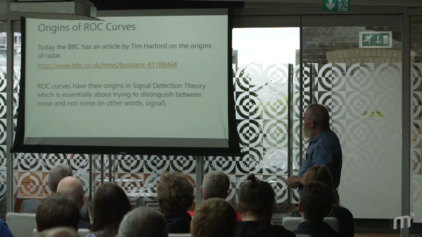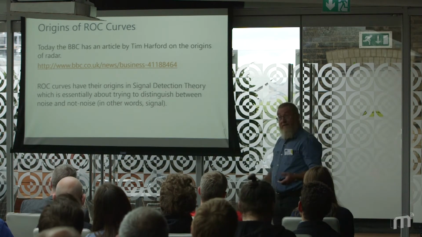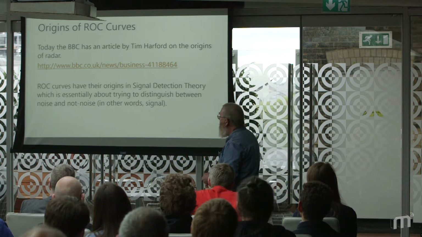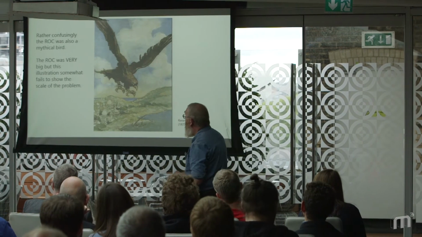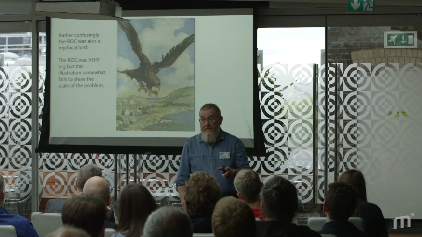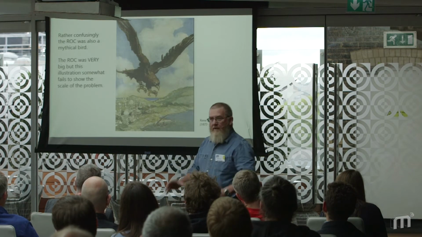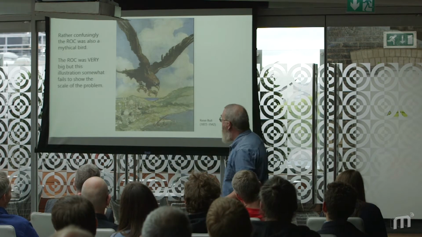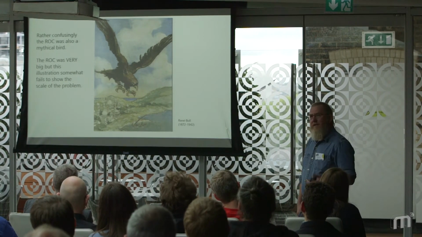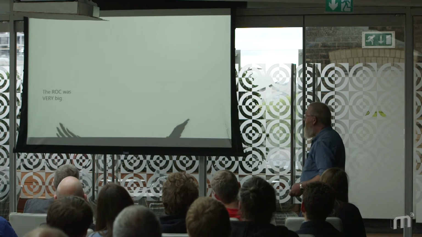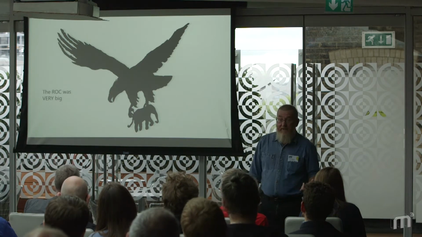By a bizarre twist of fate, there's an article on the BBC website about the origins of radar. And that's appeared today. And it's germane because ROC curves have their origins in signal detection theory. Now, to add another definition, the roc is a mythical bird. Have you heard about this? Big rocs, right. These are not real. You do not have to worry about rocs. But they're mythical. This illustration, which I found, doesn't really give you an idea of the scale. The roc was an extremely large bird, as you can tell by this illustration, which I think gives an idea.